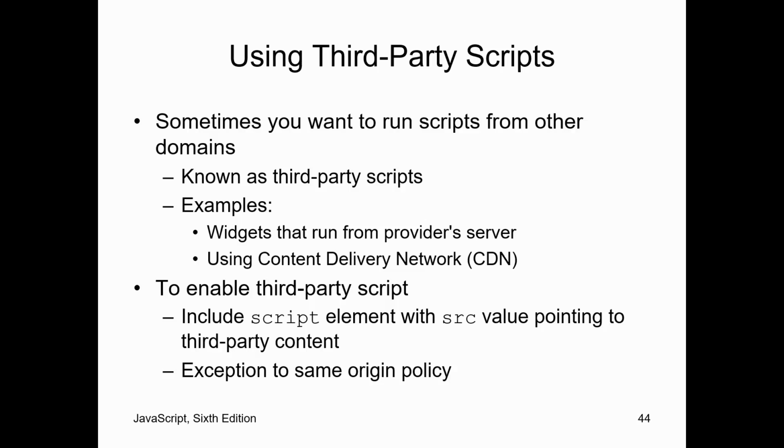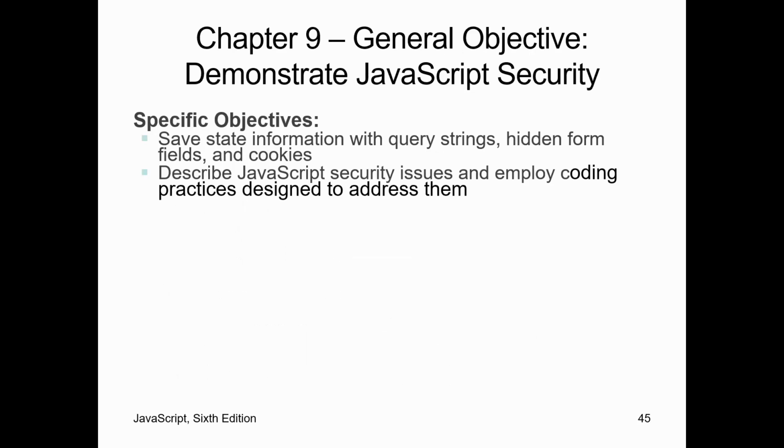Sometimes you want to be able to run scripts from other domains. For example, and you've seen this a little bit and will see it more in Chapter 12, when we work with jQuery we have our choice of either downloading it or telling the system to go out to the internet, find jQuery, and bring it in for us. That's a third-party script, so there are exceptions.